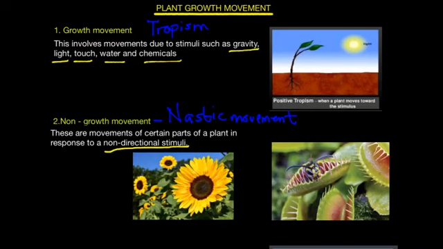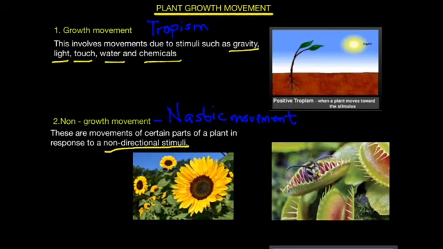What that simply means is that in a non-growth movement, you might have something like what we have here, which we call the Venus flytrap. The Venus flytrap is a carnivorous plant, and it feeds on insects. So the reaction of this plant to capture insects is a nastic movement. It is not a growth movement. This kind of response is not something that takes place over some period of time towards a particular direction, and that is what we refer to as non-growth movement.